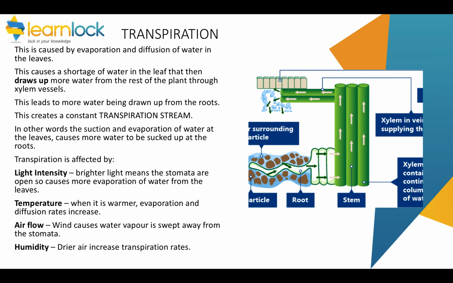There are certain things that can affect transpiration. With light intensity, when it's brighter, it means the stomata are open, so there's going to be more evaporation, more transpiration. When it's hotter, there's going to be more evaporation, more transpiration. When it's windier, water vapour will be swept away from the stomata, so there's more transpiration. When it's more humid, there'll be less transpiration. So drier air is when there's more transpiration.